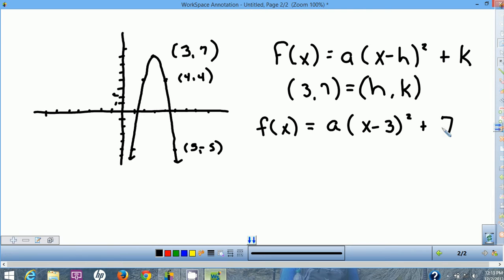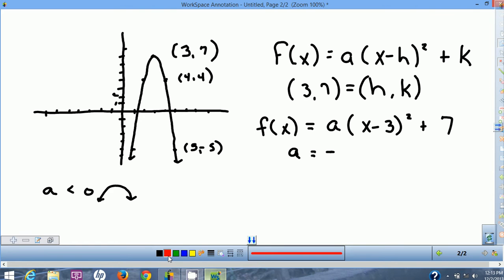So let's figure out what are we going to do about this a? Well, we know a couple of things. First of all, we know a has to be less than 0. And we know that because of the shape of our graph. Our graph is opening down, and our graph only opens down if we have an a that is less than 0. So we know that a is going to be negative something, and we have to figure out what.